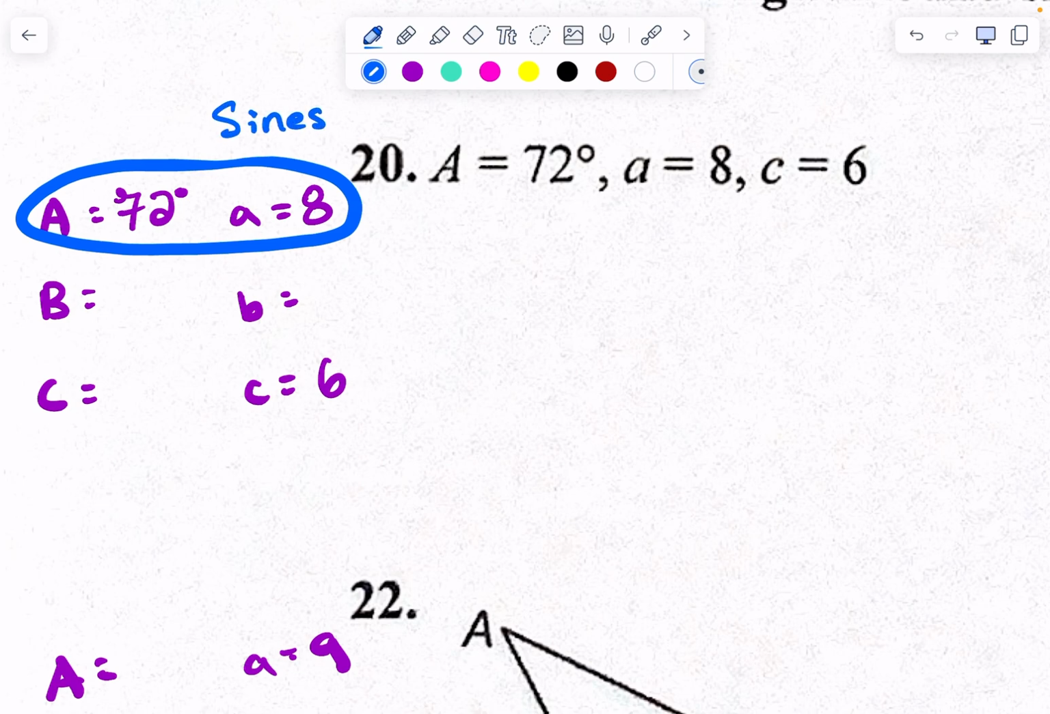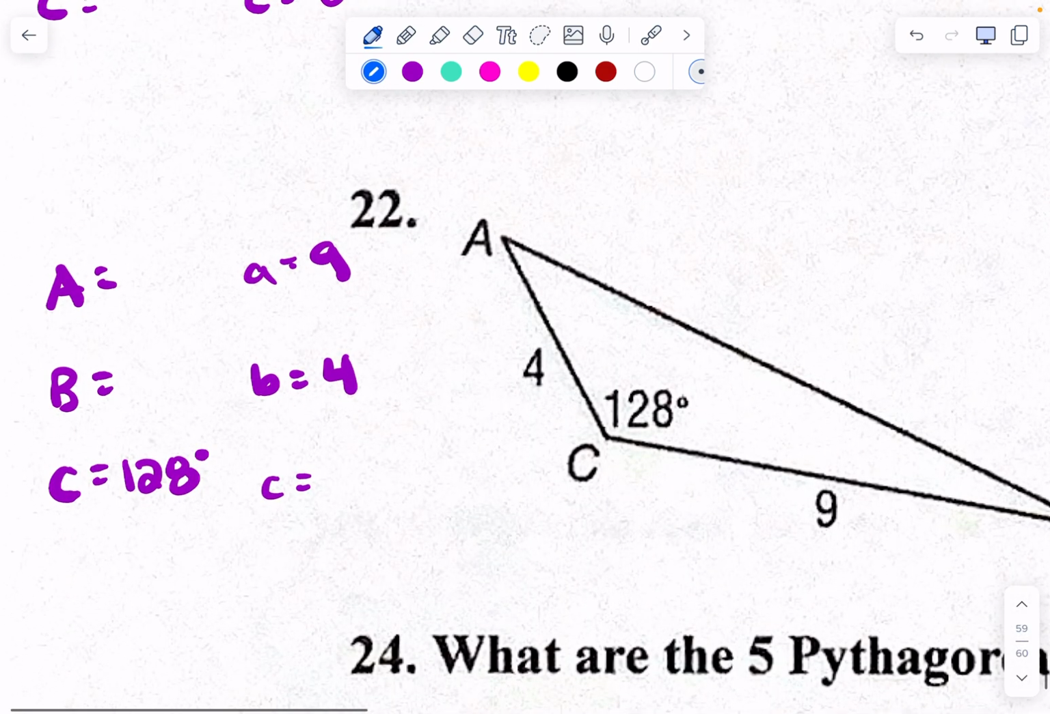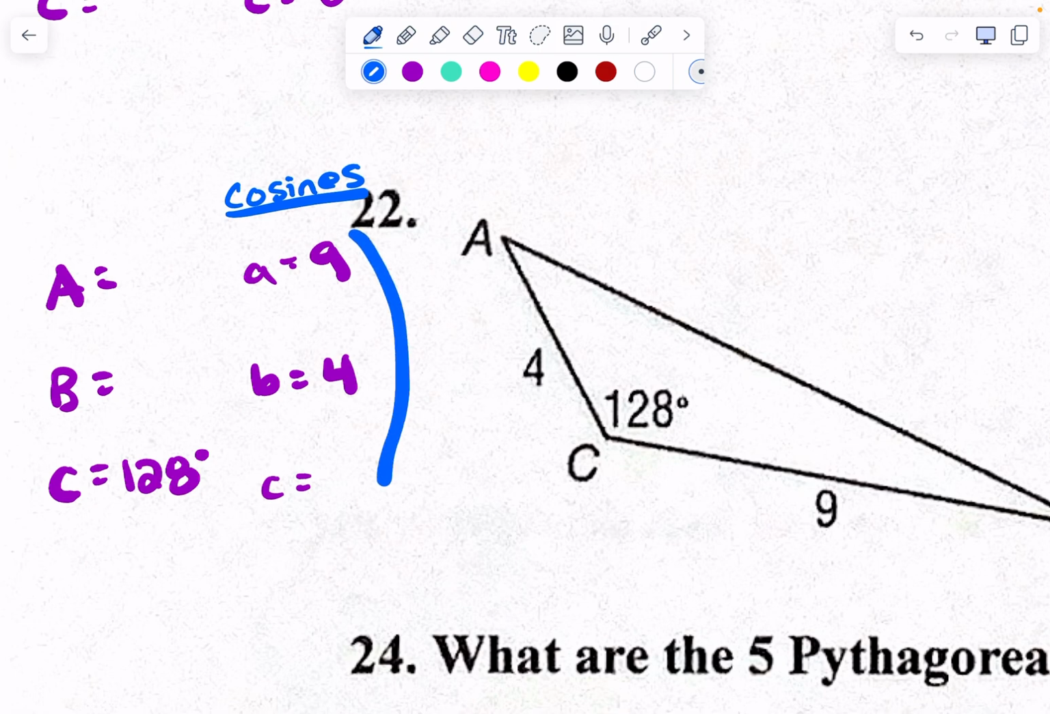Let's talk 22. Strategy on 22. Sines or cosines? No sine. Can I do law of sines? Do I know one full set? No. So I have to do the law of cosines, right? Which one are you going to find first when you do the law of cosines? Cosines is 3 sides, 1 angle. C. 3 sides, 1 angle. So I have to solve for little c first. That's what cosines.